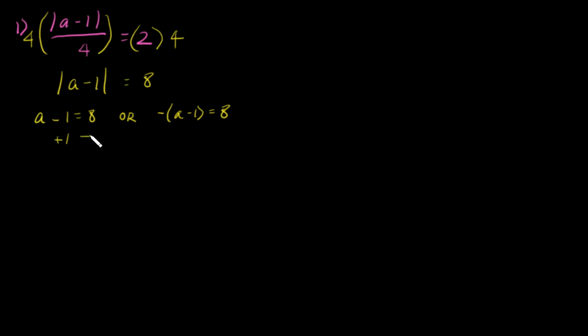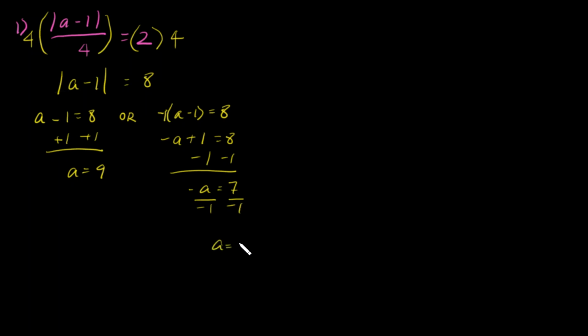Add 1 on both sides, so a equals 9. And then let's go ahead and distribute this negative 1, so we get negative a plus 1 equals 8. Subtract 1, negative a equals 7, divide both sides by negative 1, so a equals negative 7. So for my answers, I have a equals 9 or a equals negative 7.